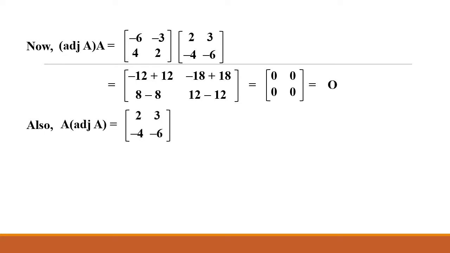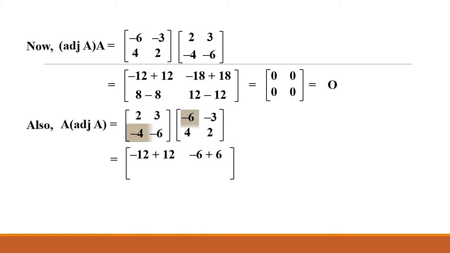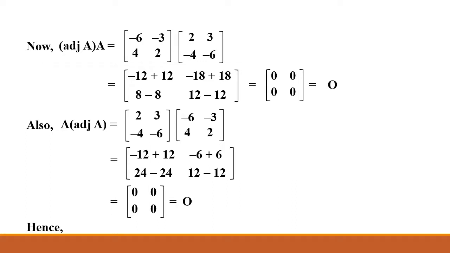Similarly, A into adjoint of A, [2, 3; -4, -6] times [-6, -3; 4, 2]. On multiplying the two matrices we get the result as a zero matrix of order 2 cross 2. So from the three equations obtained, we can say A into adjoint of A is equal to adjoint of A into A, which equals determinant of A into the identity matrix.